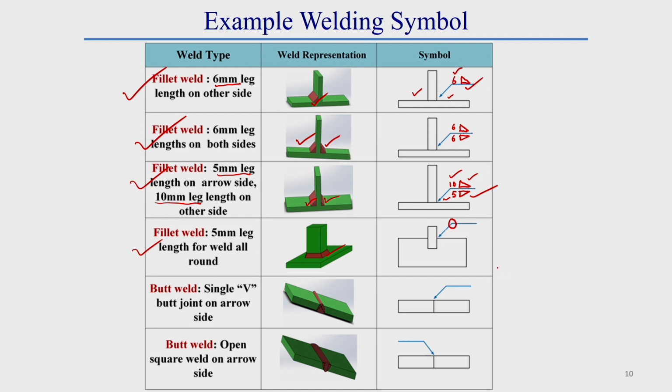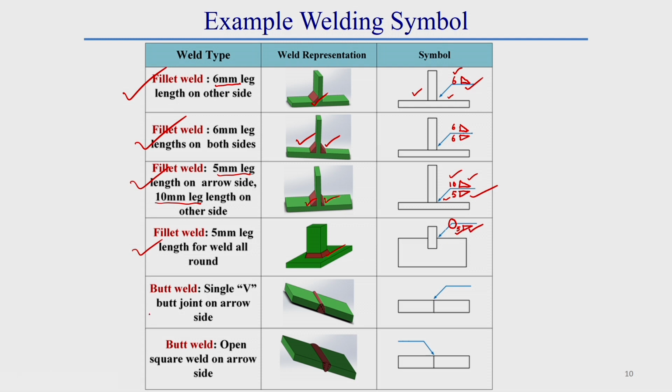After that we have to provide 5 mm leg length, and this is a fillet weld also. So in this case we have to provide the weld symbol on the arrow side, and we have to put the leg length on the left side of this weld symbol. So here a fillet weld is done and this leg length is 5 mm.